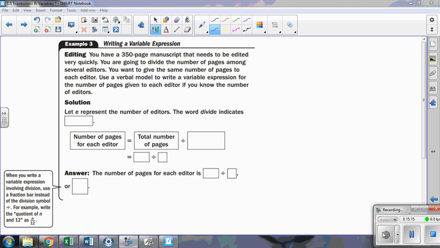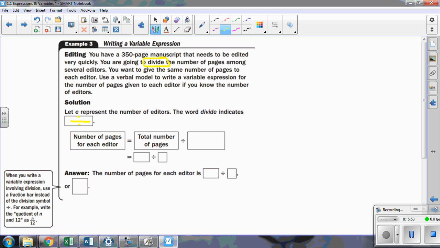Well, do you see any clue words here? Read through it again and find the clue. There's a word in there that just is huge. Right here: we're going to divide the number of pages. It's telling us what we need to do. We're going to do division. And so we're looking at this and saying, at the bottom, let E represent the number of editors. The word divide indicates what? Exactly, we're going to have to divide.